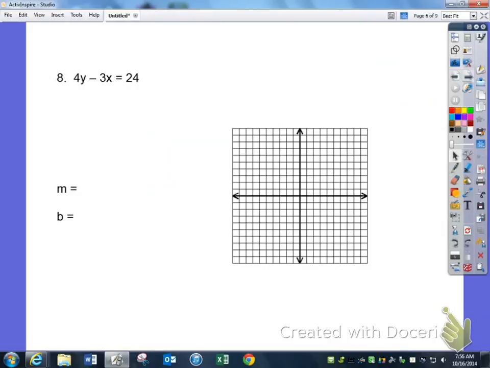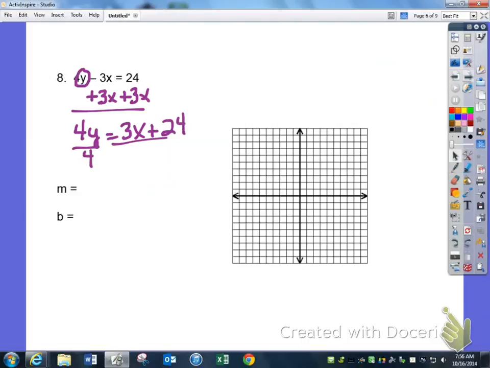Okay, if you'll notice on number 8, it is not in y equals form. So we have to get this into y equals, so in order to do that, we are going to get our y by itself. So we're going to add 3x, and we get 4y equals 3x plus 24. Then you divide by 4, and hopefully you guys remember that. And we get y equals 3/4 x plus 24 divided by 4 is 6. So there's my equation: y equals 3/4 x plus 6.